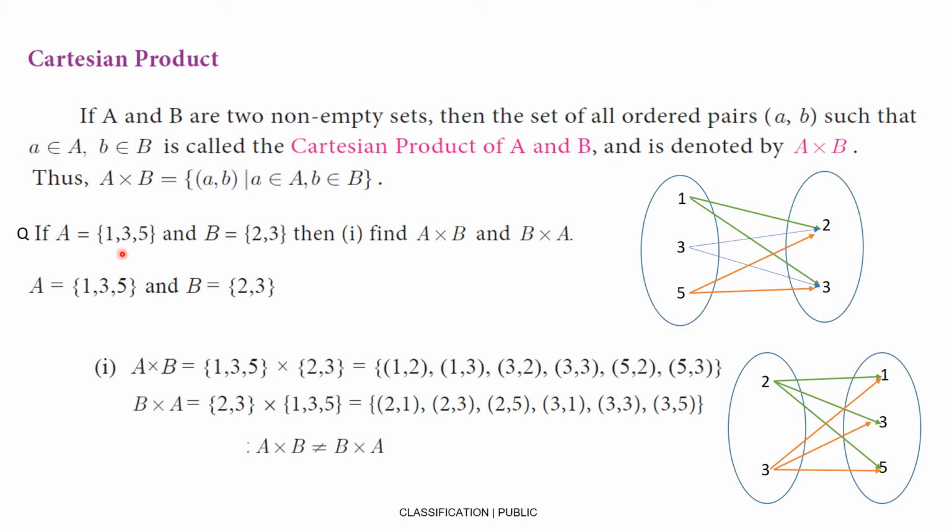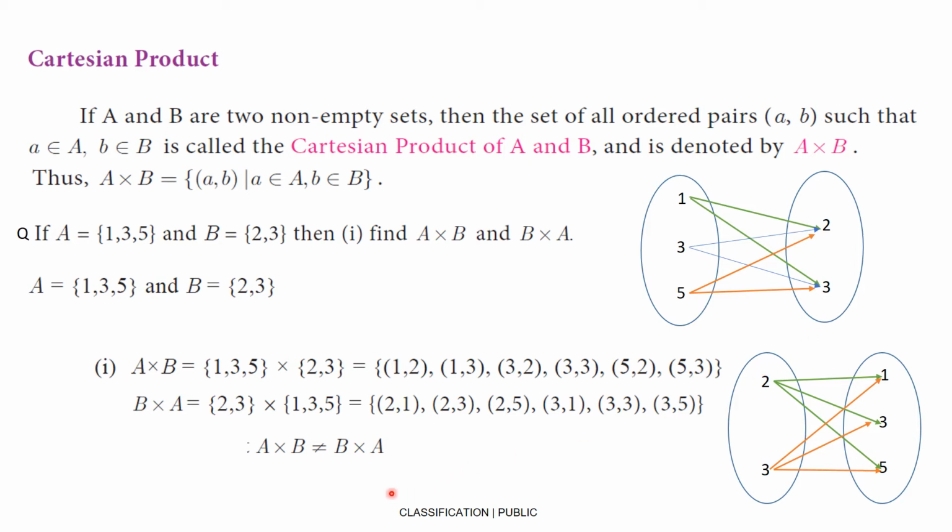A equals {1, 3, 5} and B equals {2, 3}. Then find A cross B and B cross A. A and B data are given. For easy understanding, you refer to this. Here you see A cross B: first A elements and next B elements. You map to (1, 2) and also (1, 3). Next (3, 2), (3, 3), (5, 2), (5, 3). Okay, close brackets.